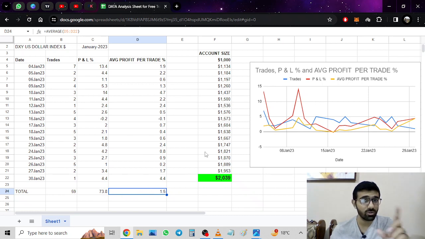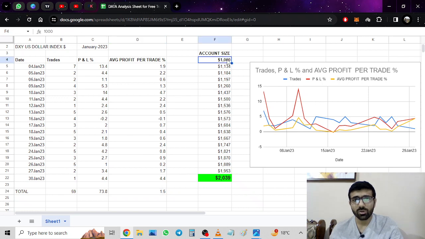Now let us have a look at the account size. So when we started off from $1,000, our account grew to 1134, hitting a profit of 13.4% on 4th of January. Then how did we go to 1184? Because now we are not trading with $1,000, we are trading with a total equity of 1134. So we made a profit of 4.4% on this 1134, not on $1,000.